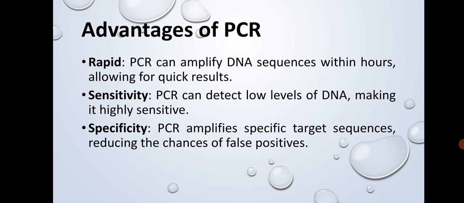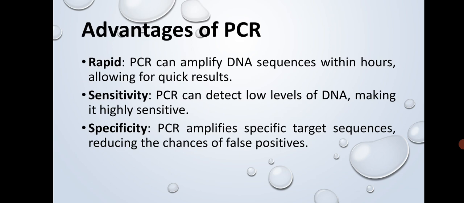Next, if we talk about its advantages, PCR offers several advantages including its speed, sensitivity, and specificity. Rapid: PCR can amplify a DNA sequence within an hour, allowing for quick test results. PCR can detect very low levels of DNA, making it highly sensitive. Speaking of specificity, PCR can amplify specific target sequences, reducing the chance of error.